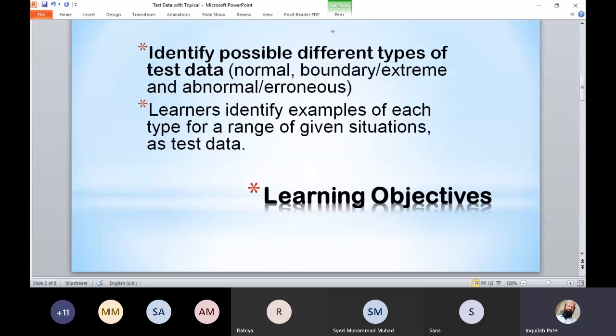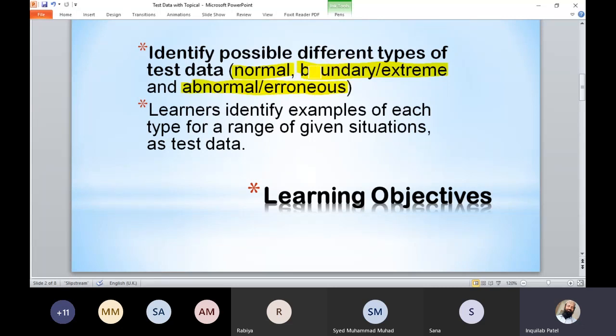Normal data, number one. Abnormal or extreme data, number two. There are minor differences between boundary and extreme data. And the third concept is abnormal or erroneous data. These are the same now, abnormal, erroneous data.